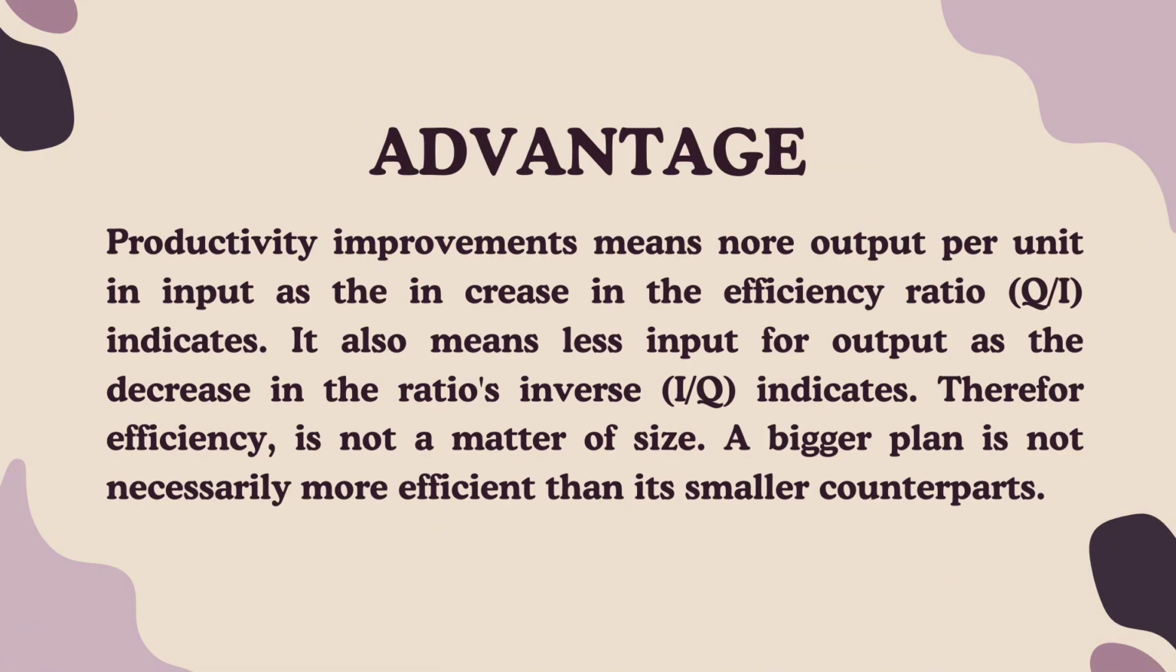Advantage. Productivity improvement means more output per unit of input, as the increase in the efficiency ratio Q over I indicates. It also means fewer inputs per unit of output, as the decrease in the ratio I over Q indicates. Therefore, efficiency is not a matter of size. A bigger plant is not necessarily more efficient than its smaller counterparts.